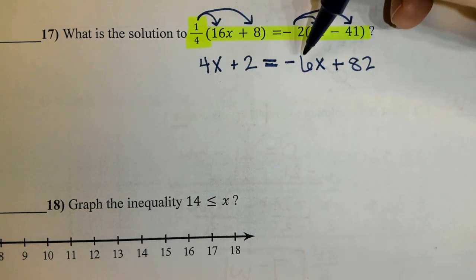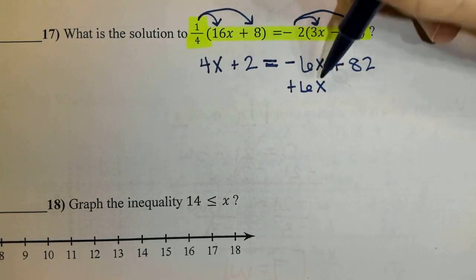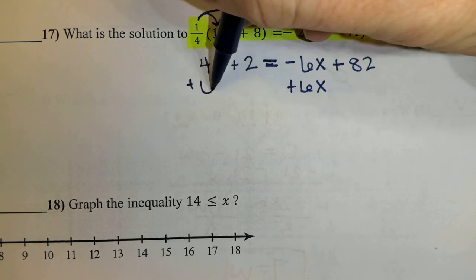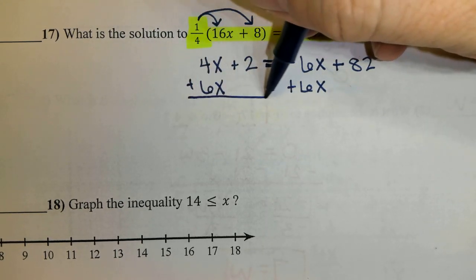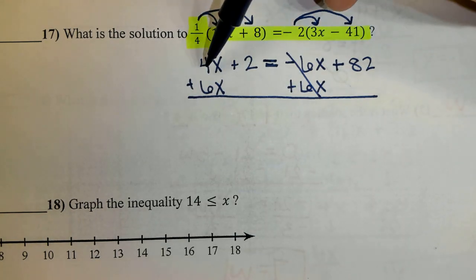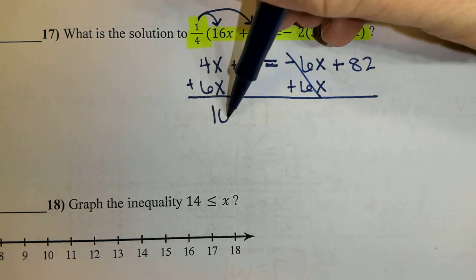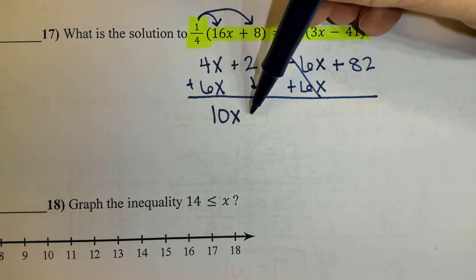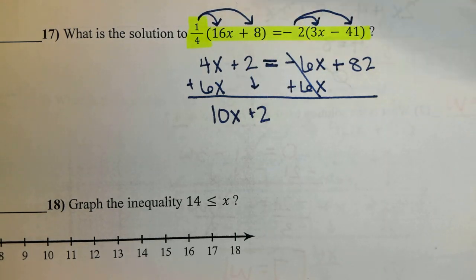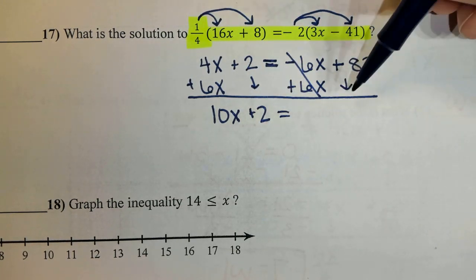So between 4 and -6, the -6 is definitely smaller. And negative becomes positive because I'm moving it. So I have 4x plus 6x. We get 10x. Bring down the 2, equals, bring down the 82.